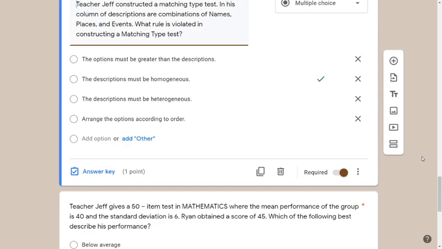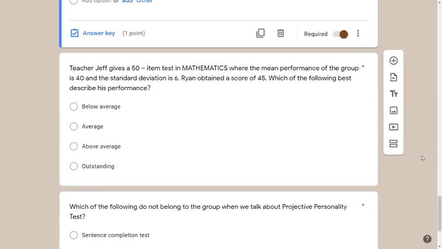Okay, so for our next question here, Teacher Jeff gives a 50-item test in mathematics where the mean performance of the group is 40 and the standard deviation is 6. Ryan obtained a score of 45. Which of the following best describes his performance? The options are below average, average, above average, and outstanding.